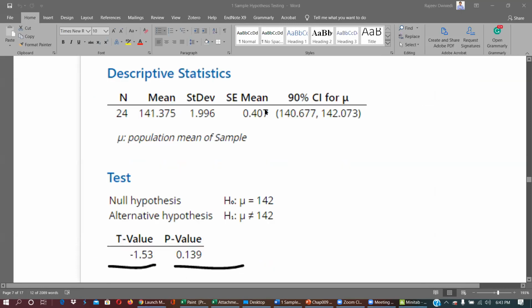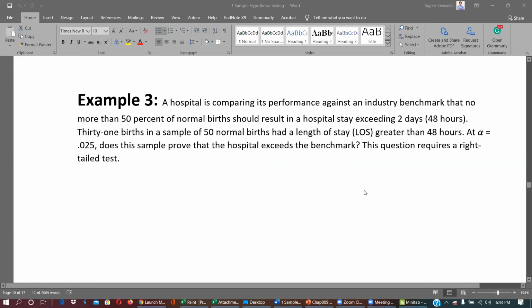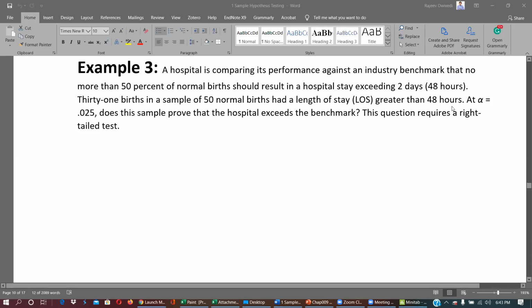Now look into the third hypothesis test. A hospital is comparing its performance against an industry benchmark that no more than 50% of normal births should result in a hospital stay exceeding 2 days, or 48 hours. In a sample of 50 normal births, 31 had a length of stay greater than 48 hours, at alpha 2.5%. Does this sample prove that the hospital exceeds the benchmark? So what is the benchmark for the hospital? 2 days.